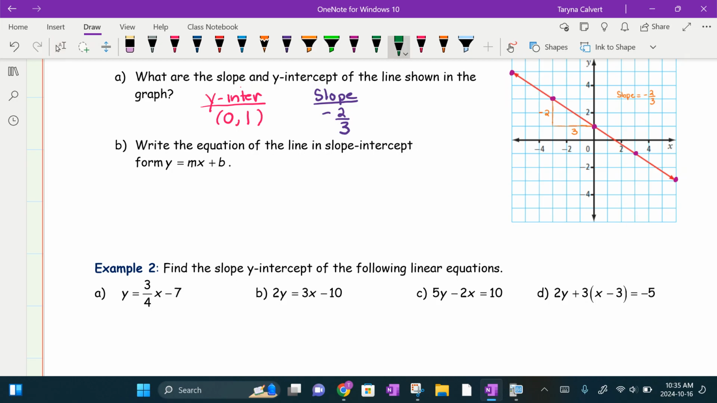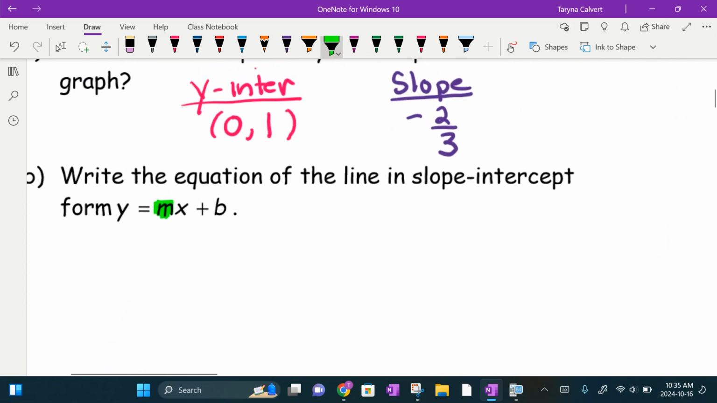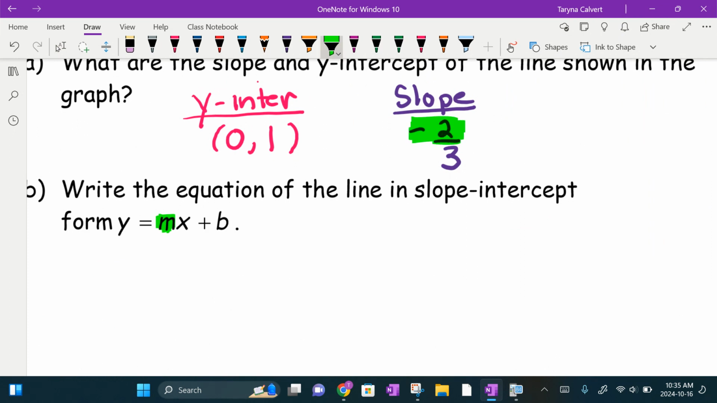If I now write the equation, what am I going to substitute in for m? What's going to go right in for that m position? Negative 2/3. And what is going to go in that b position? The 1, the y-intercept. So for you to be able to write an equation of a line in y equals mx plus b form, you need slope and you need y-intercept. And then you just put it into the formula.